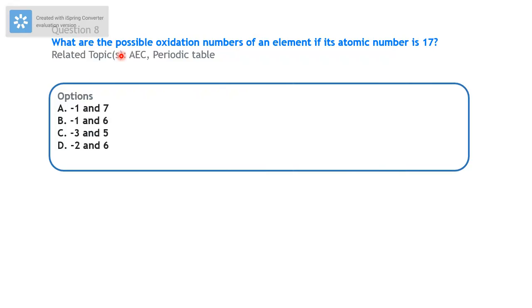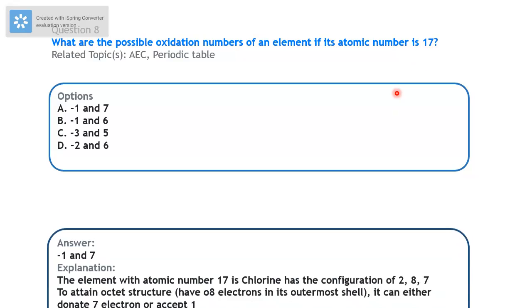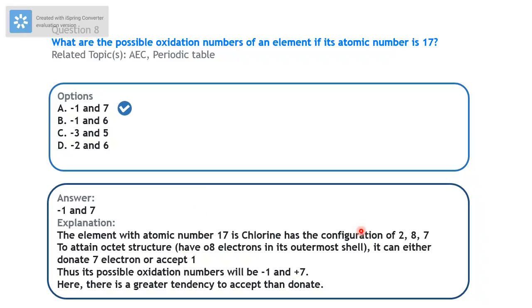Next, what are the possible oxidation numbers of an atom if its atomic number is 17? The first thing we are going to be doing here is writing the electronic configuration of this element using the K, L, M configuration, and that for this element is going to be 2, 8, 7. What that means is this element has 7 electrons in its outermost shell.